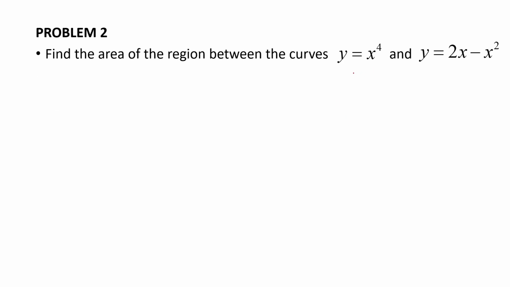Okay, so this time it's now a difficult equation. So you now have two curves. You're going to have to find the area of the region bounded by the curves y equals x to the power 4 and y equals 2x minus x squared.